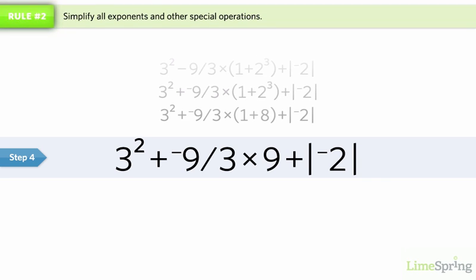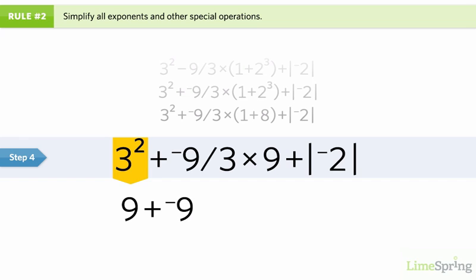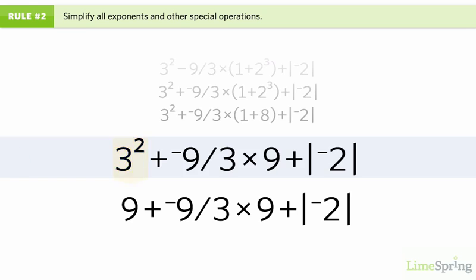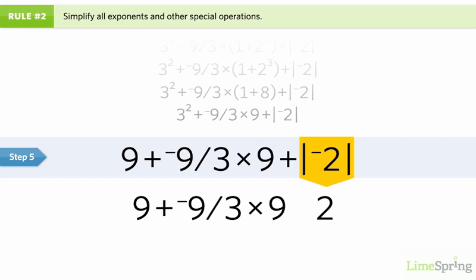Simplify any exponents and special operations. We have 3 squared, and 3 squared equals 3 times 3, or 9. So we have the expression 9 plus -9 divided by 3 times 9 plus the absolute value of -2. Good. All of the exponents are gone, but we still have an absolute value. So let's deal with that. The absolute value of -2 is 2. So the expression simplifies to 9 plus -9 divided by 3 times 9 plus 2.